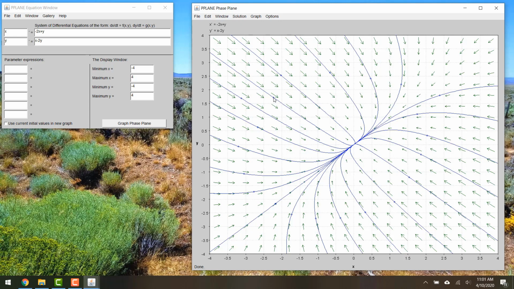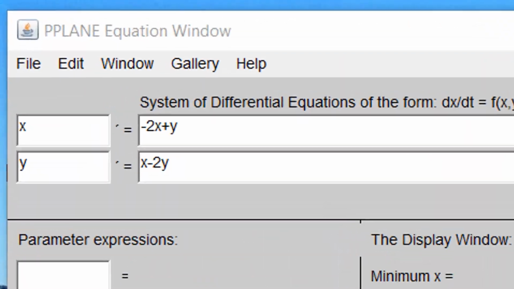This is called a nodal sink. Like all the points are like a sinkhole in the ground, right? Everything just gets sucked into it. It's like a black hole. All the solutions are just pulled right towards the origin. Called a nodal sink.